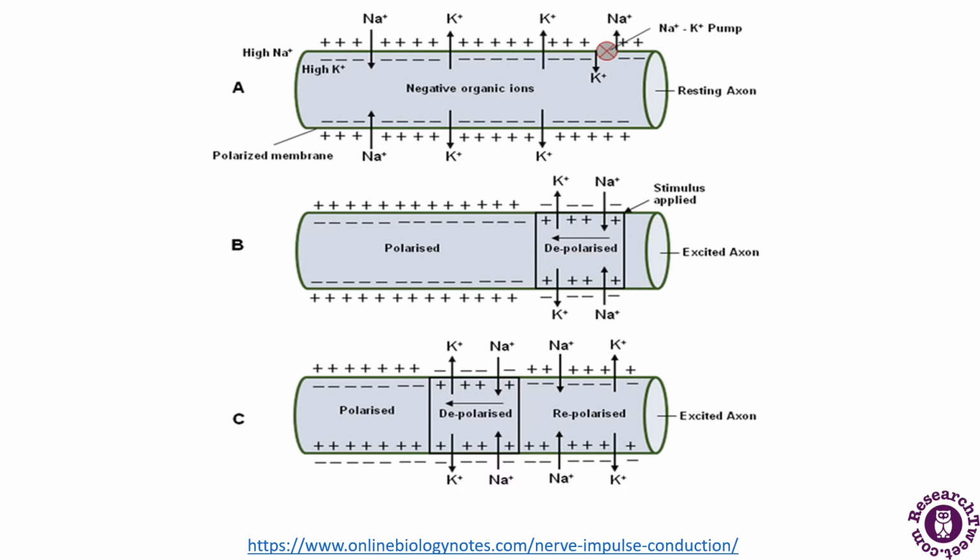Now, here is a diagram which is representing all the three steps in detail. The first step depicted here is the polarization, which is also known as the resting potential. The second stage is known as the depolarization, which is known as the action potential. And the last is known as the repolarization. So we will be discussing each of these stages and will be able to understand this diagram in a proper manner.